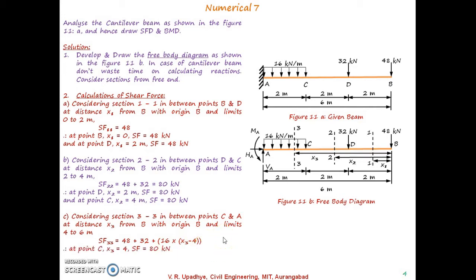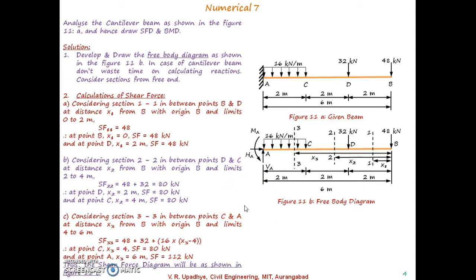If we substitute x3 as 4 meter, the shear force value is 80 kilonewton at point C. And if we substitute x3 as 6 meter, it will give us the shear force at point A, which becomes 112 kilonewton. Going through these equations, SF11 is 48 with no x term. In SF22, again it is 80 kilonewton and there is no x term. So between B to D and D to C, that is a horizontal line, or there is no variation in the shear force. And from C up to A, in the SF33 equation, the x term is there, so there will be a change in the value of shear force from C to A.